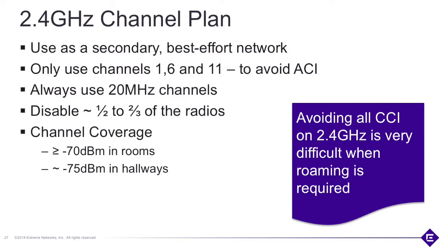In 2.4, it's good to always use 20 megahertz wide channels. Ultimately, there's not enough spectrum within 2.4 to get wider channels out of that and still have a usable network with any kind of capacity.